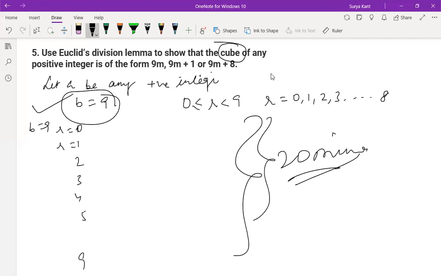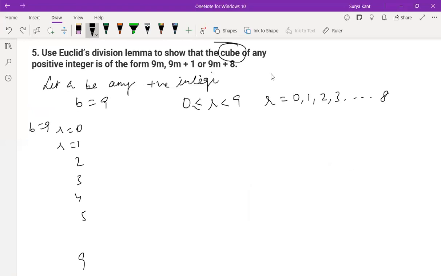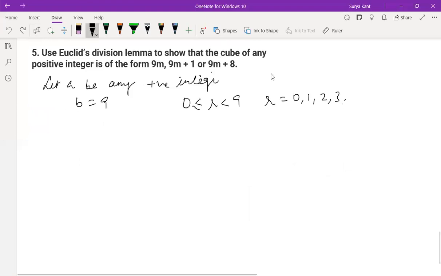We can take it as 3. Yes, because you do the cube. If you do the cube, 9 will come automatically by itself. If you take b equal to 3, then 9 will come automatically if you do the cube part of it, okay? So take it as 3 itself. If you take 3, it becomes very easy.